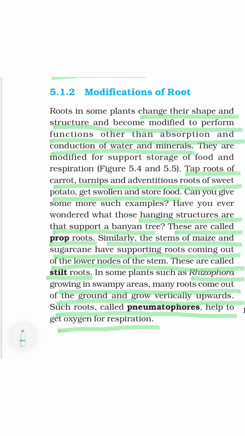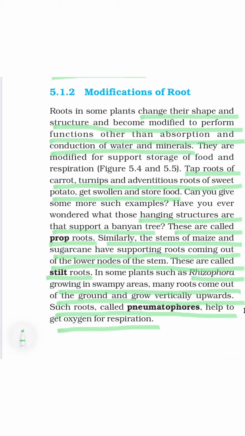Generally the tap roots of carrot and turnip show root modification, they store food. And the adventitious roots in sweet potato as well as asparagus get swollen and store food. Similarly, another root modification is for support. Right now I have shown you the hanging structures which come out from the banyan tree. Actually they appear as branches, but they are not. They are actually prop roots which come out for support of the heavy branches.